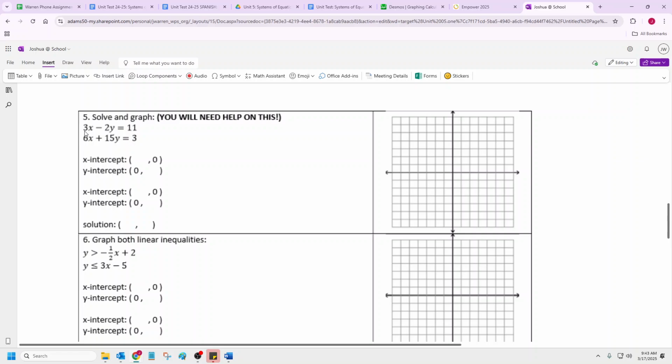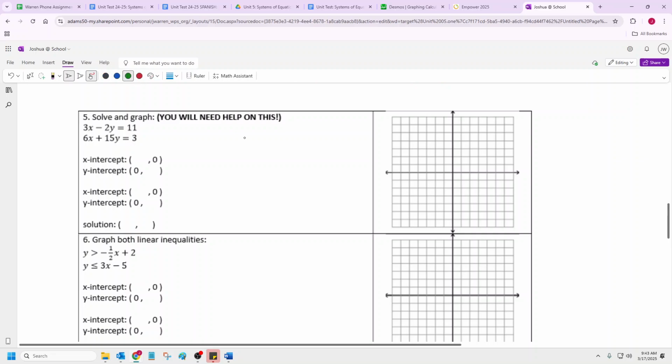You will notice here that I have 3x minus 2y equals 11, and 6x plus 15y equals 3. There's no same x, there's no same y, there's no 1x, there's no 1y. But there is something else that we can do here. And I'm going to show you right now what that looks like.